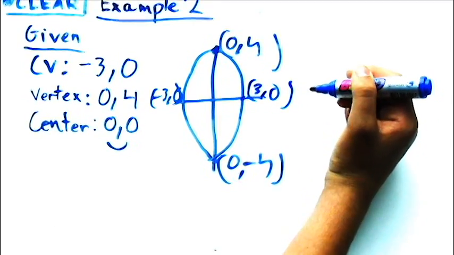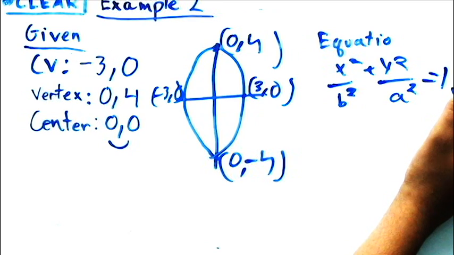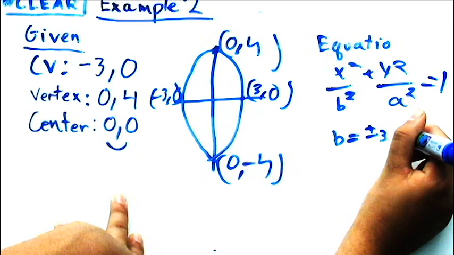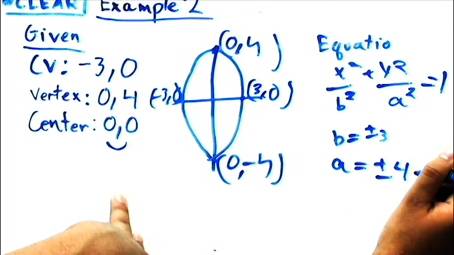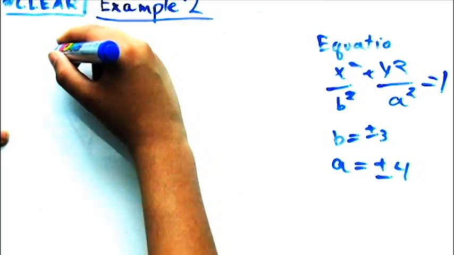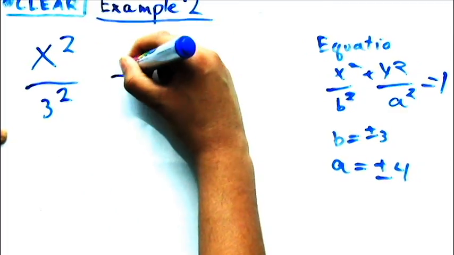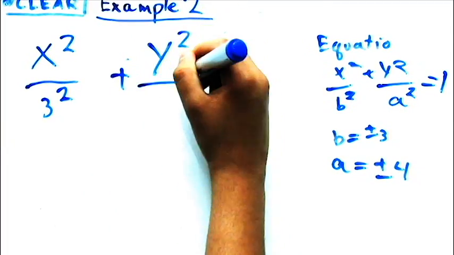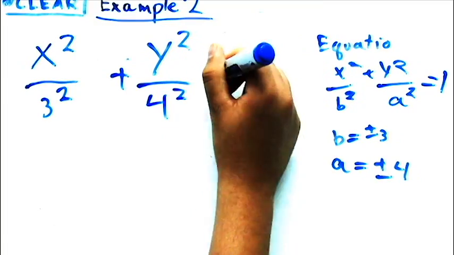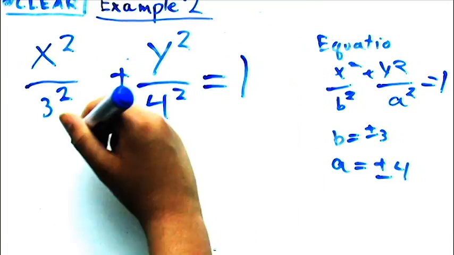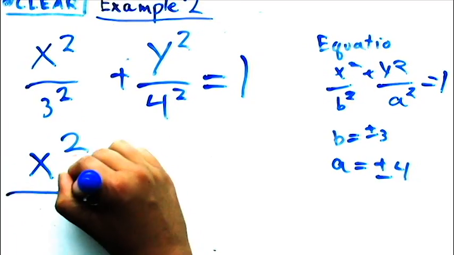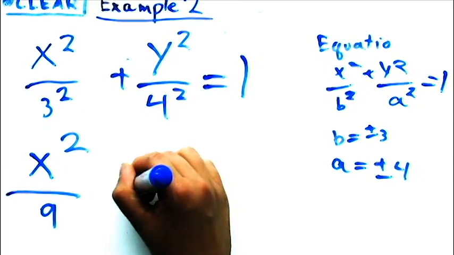As you know, the equation for a vertical ellipse is x squared over b squared plus y squared over a squared equals 1. Since the covertex is negative 3, 0, b equals plus or minus 3. Since the vertex is at 0, 4, a equals plus or minus 4. So the final equation would be x squared over 3 squared plus y squared over 4 squared equals 1. This equals x squared over 9 plus y squared over 16 equals 1.